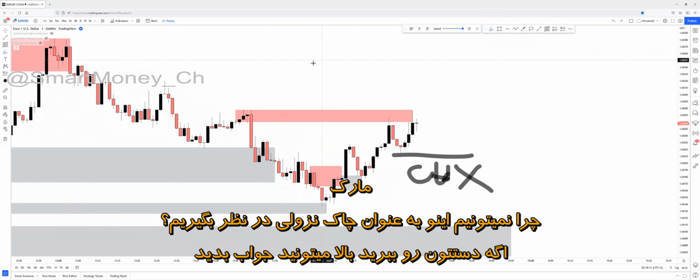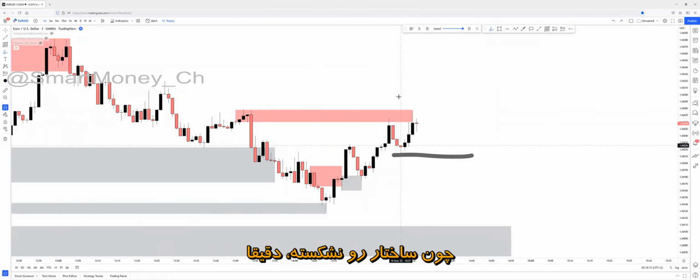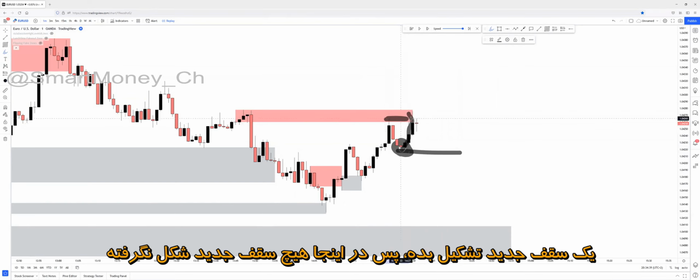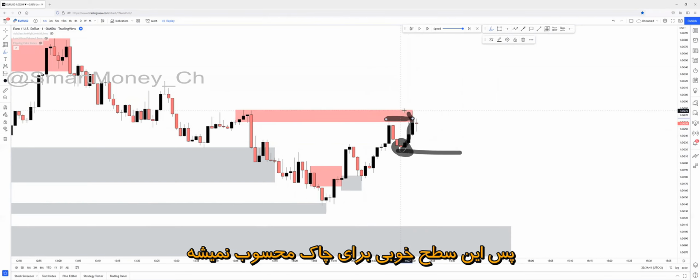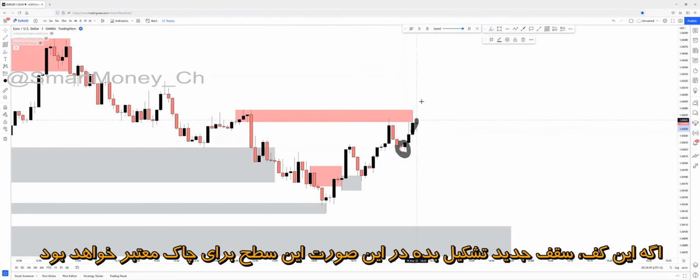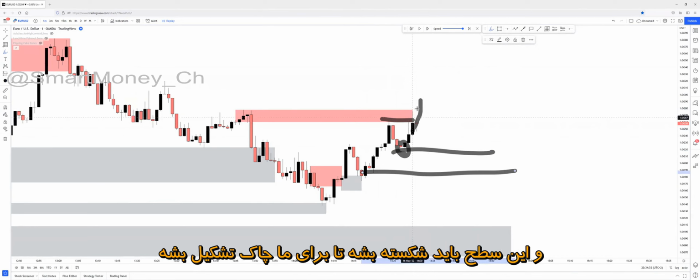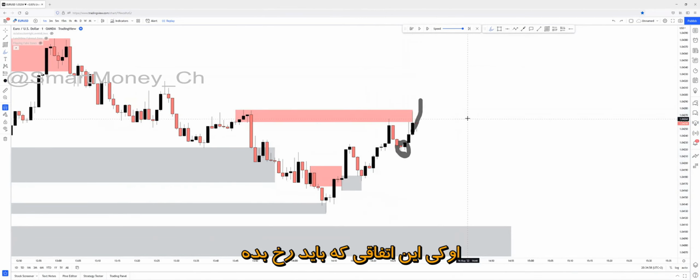Guys, Mark? It doesn't break structure. Exactly. We can't consider this level a character changing level because this low couldn't print a new high. So no new high has been printed. So this won't be a character changing level for us. If this low creates a new high, then this will be the character changing level. But until it breaks with body closure, this will be the last recent character changing level, and this has to be broken. Okay, that's what will happen.